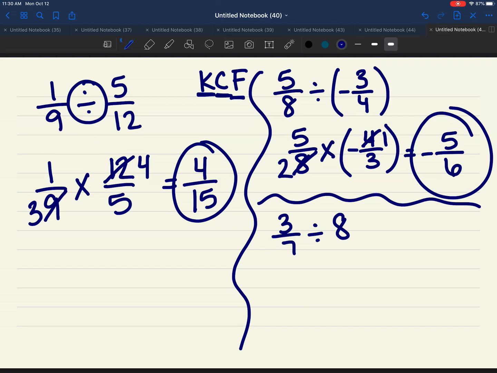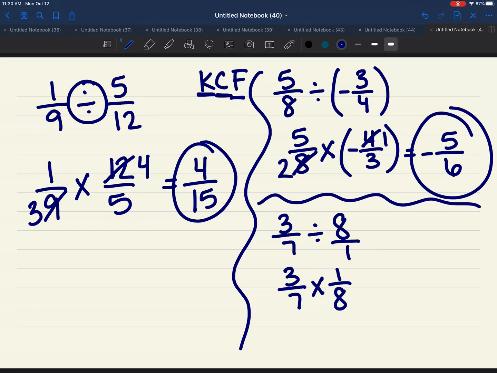First you have to put 8/1. Very good, because you always have to have two fractions before you can keep, change, flip. Okay, go ahead. You would keep the 3/7. Change the division sign to multiplication. Very good. And then split 1 and 8/1. Good. Flip our second fraction. Okay.